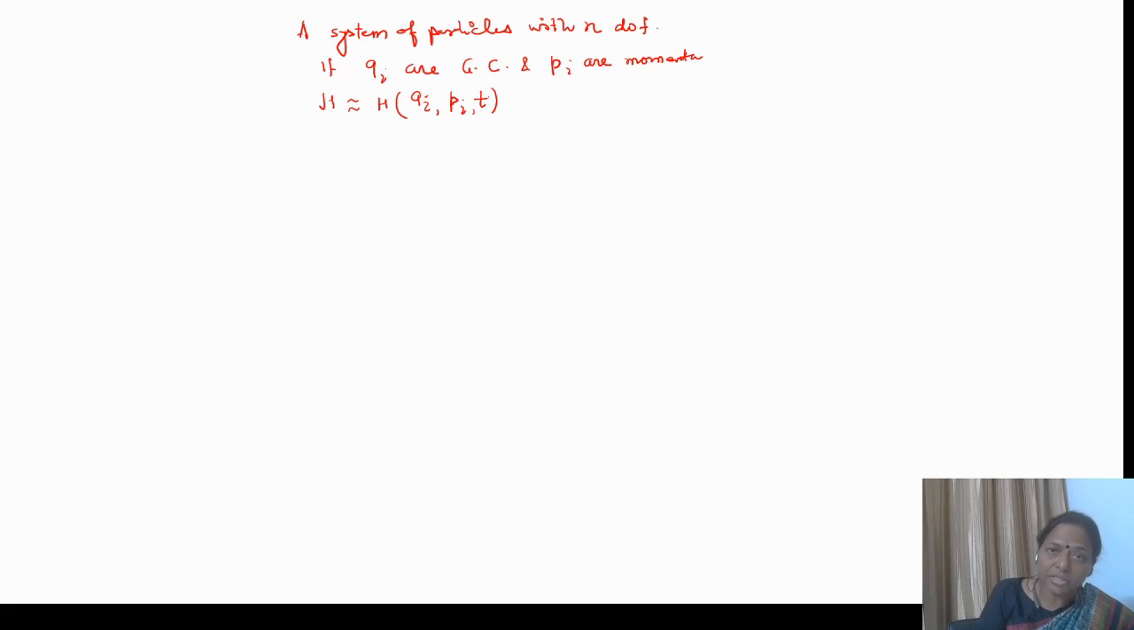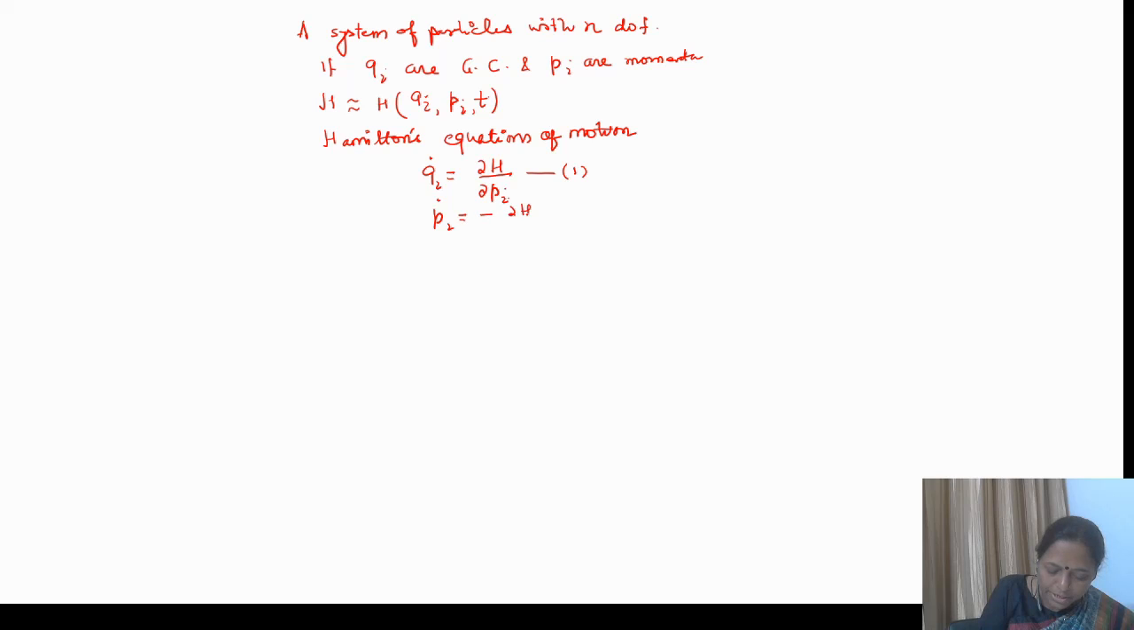And what are Hamilton's equations of motion? Hamilton's equations of motion are: Qi dot is delta H by delta Pi, and Pi dot is minus delta H by delta Qi, right? Now imagine a situation.